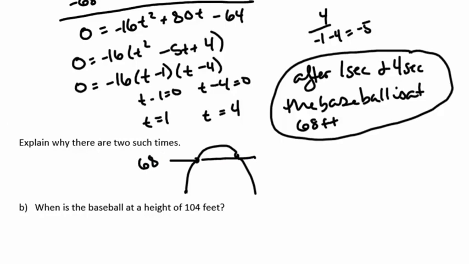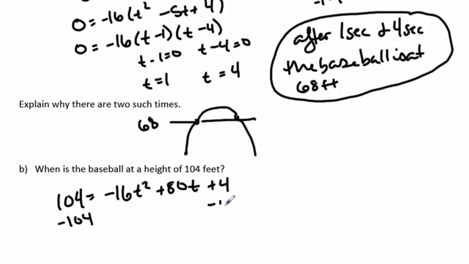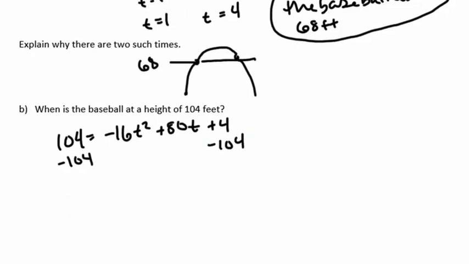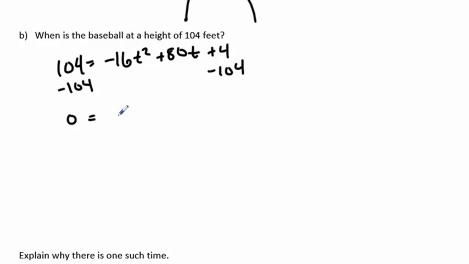When does the baseball reach a height of 104 feet? Okay, so we're going to solve the equation again. This time it's going to be equal to 104. So I have 104 equals negative 16t squared plus 80t plus 4. If we subtract the 104 off from both sides, we're going to have 0 equals negative 16t squared plus 80t minus 100.